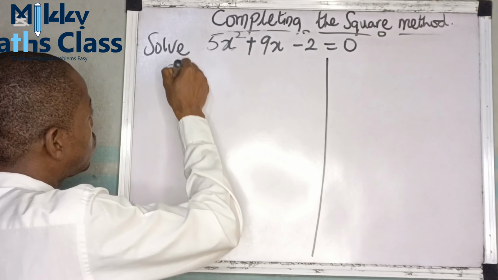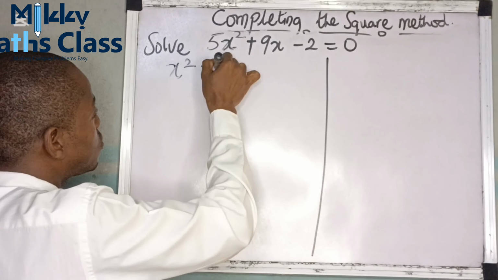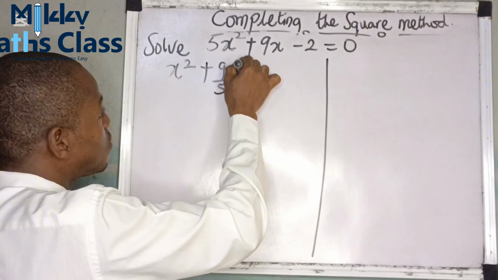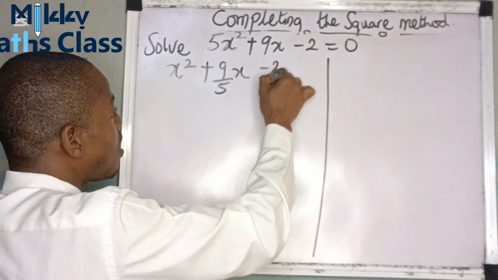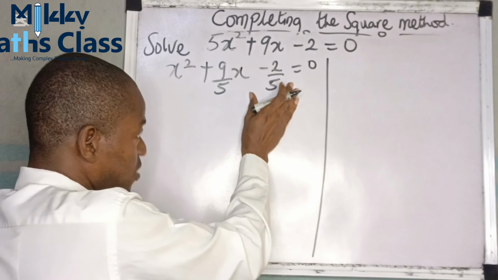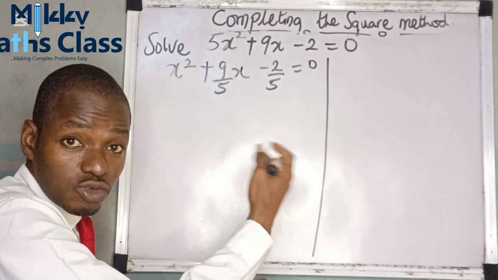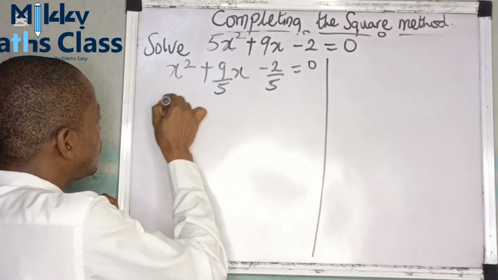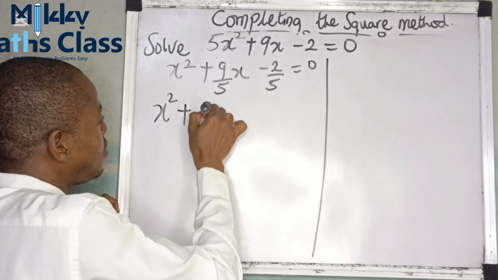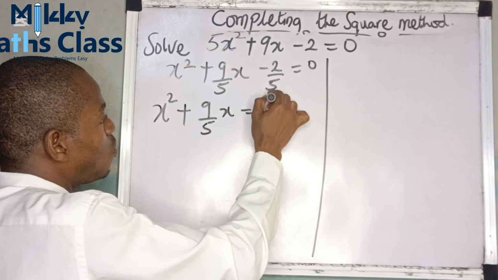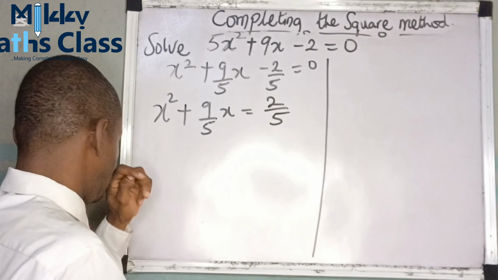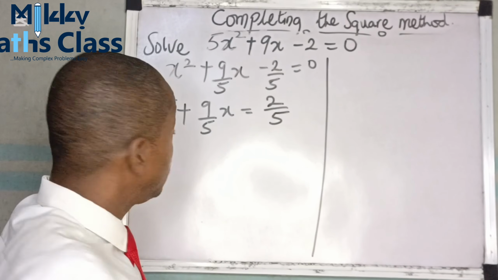So this becomes x squared plus 9 over 5x minus 2 over 5 equals 0. Take the constant here, negative 2 over 5, to the other side by adding 2 over 5 to it. So this becomes x squared plus 9 over 5x equals 2 over 5. We add 2 over 5 to both sides.